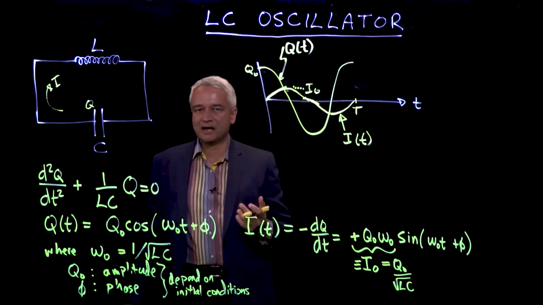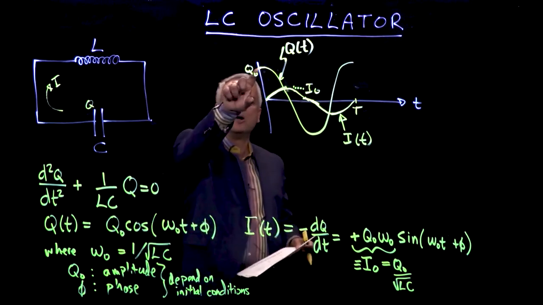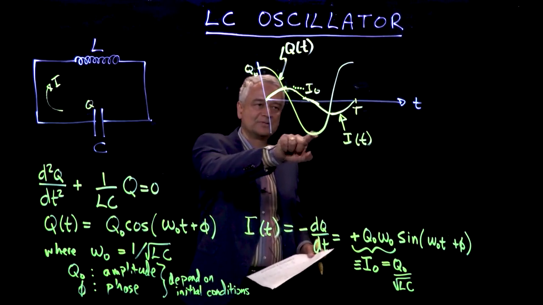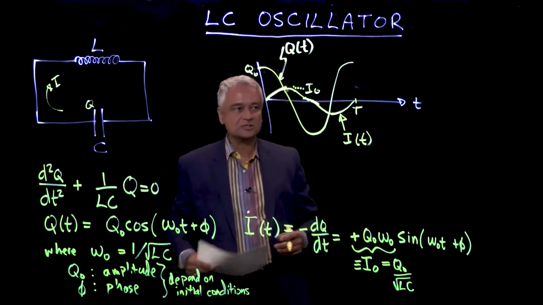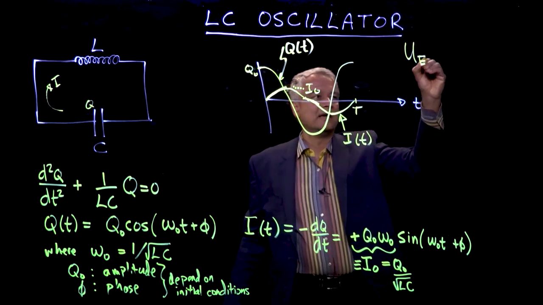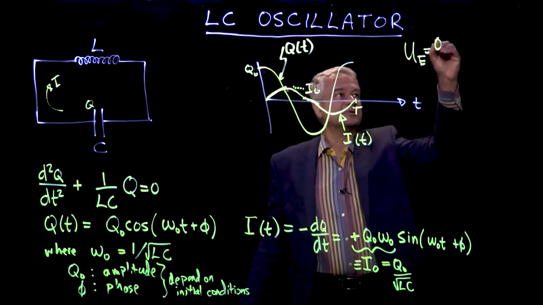They both depend on time, because remember, the energy sloshed back and forth: all the energy in the capacitor, all the energy in the inductor, all the energy in the capacitor, all the energy in the inductor. So let's see that mathematically. Let's work out first the electric energy. The electric energy in a capacitor is Q squared over 2C.